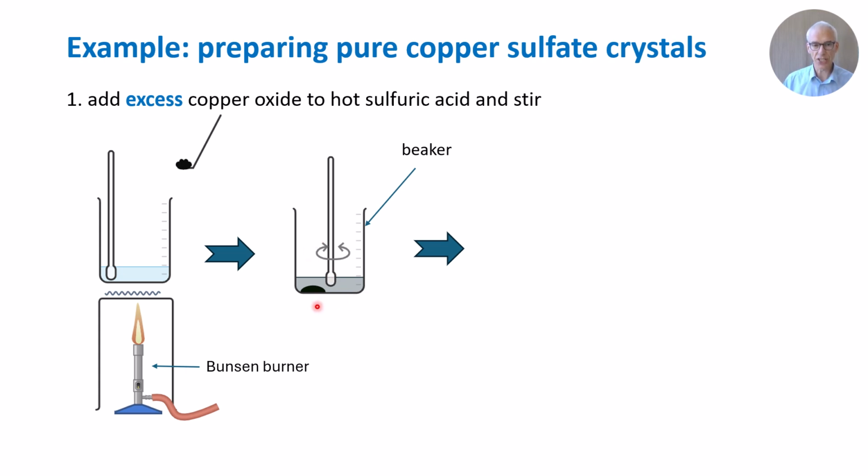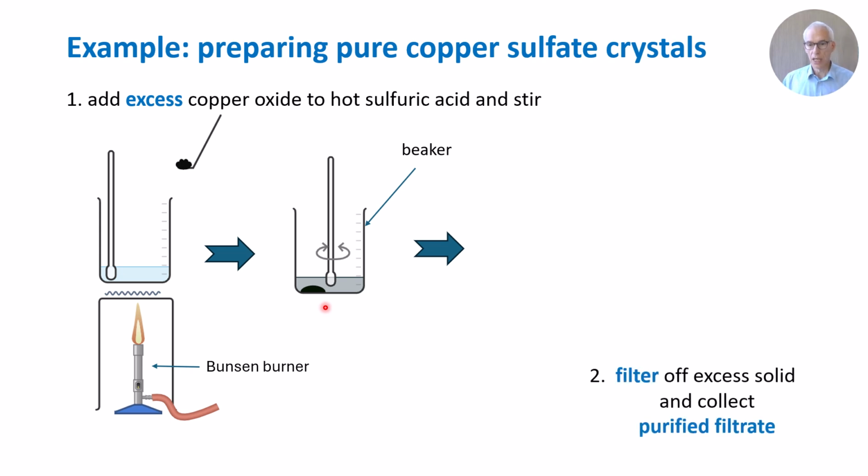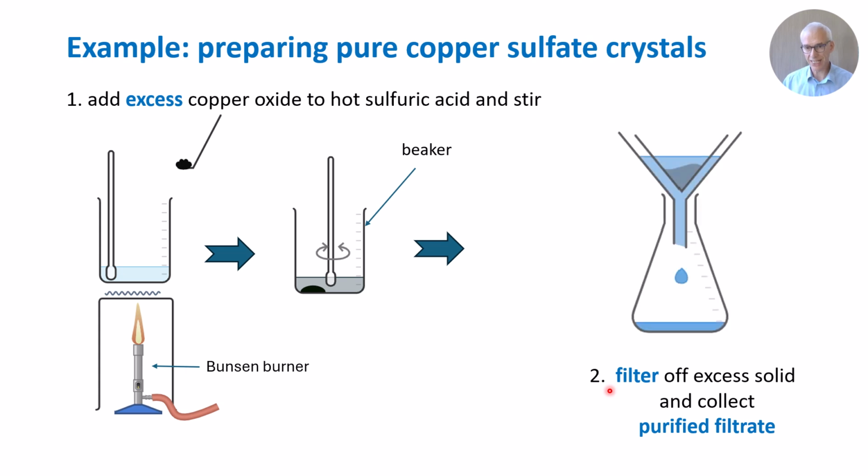There's an excess. We know that because some of the copper oxide remains unreacted. We have some black solid remaining. So we filter off the excess copper oxide and we produce a filtrate. That filtrate is a purified copper sulfate.